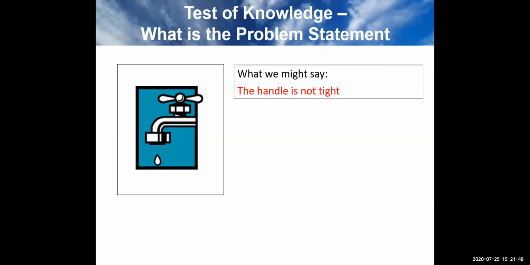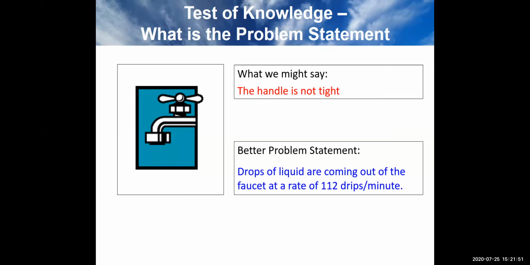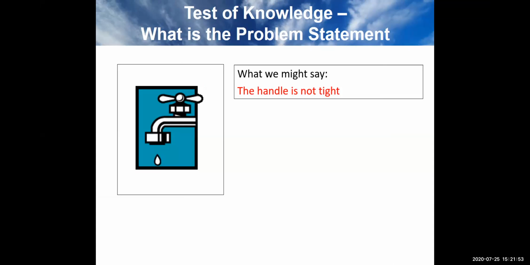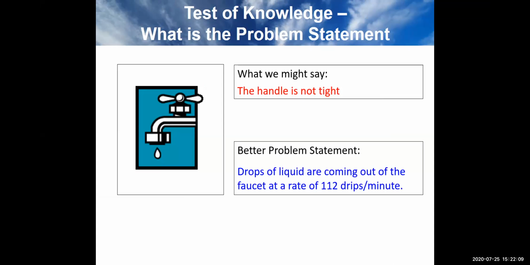Now, let me just go into it. So we might say the handle is not tight, right? Some people will say leaking tap, someone said bad valve, right? Someone said water wastage, right? Joseph Jacob mentioned the water is leaking every 5 minutes, 2 drops. So we're getting better, right? A better problem statement would be: drops of liquid are coming out of the faucet at the rate of 122 drips per second.